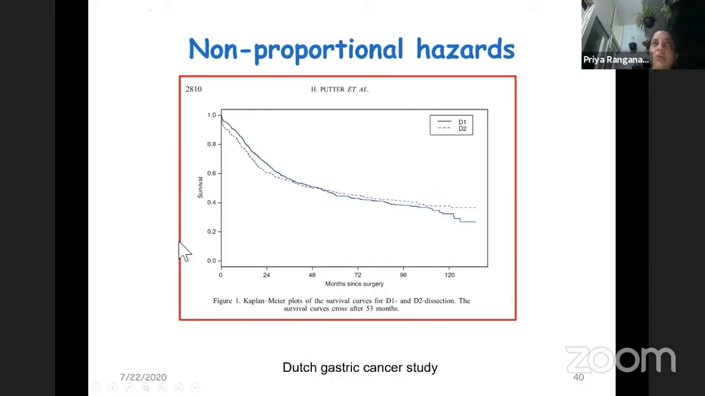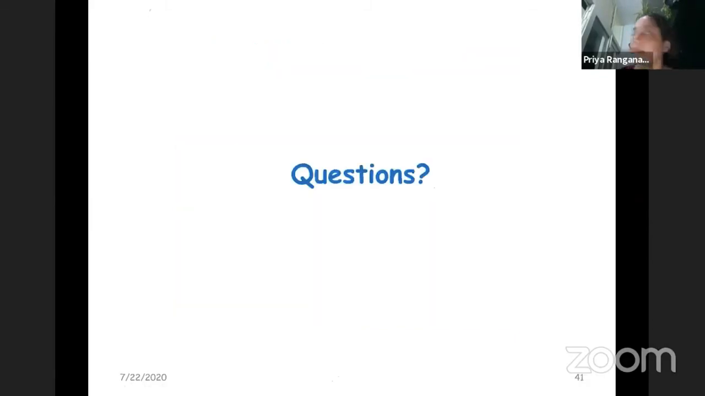And of course, you need to have a biological, plausible reason why this is happening. Is it that immediate morbidity is more or long-term survival is better? I don't understand so much of the science behind it, but it needs to be scientifically plausible. Stopping for questions?